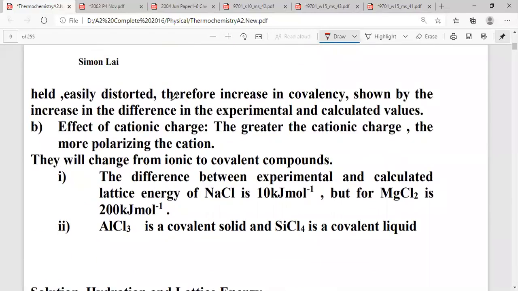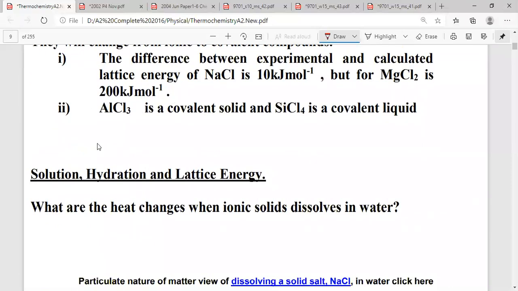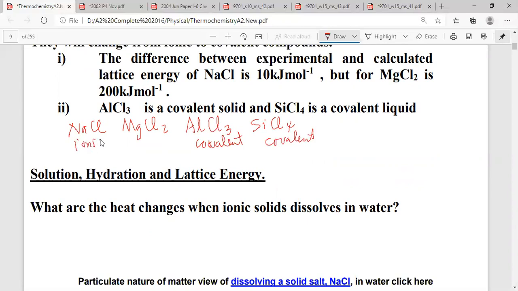Now of course, as you go across period 3, you can see sodium chloride, magnesium chloride, aluminum chloride, and silicon tetrachloride. These two are covalent already. These two are ionic. But this one has got some covalent character. Why?